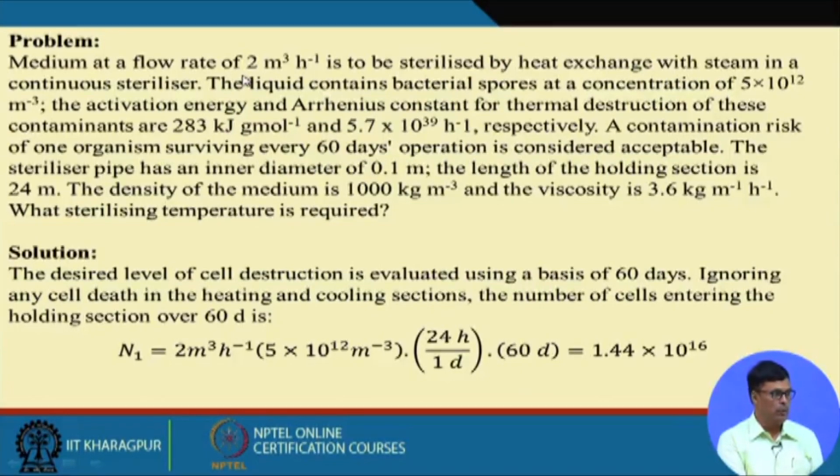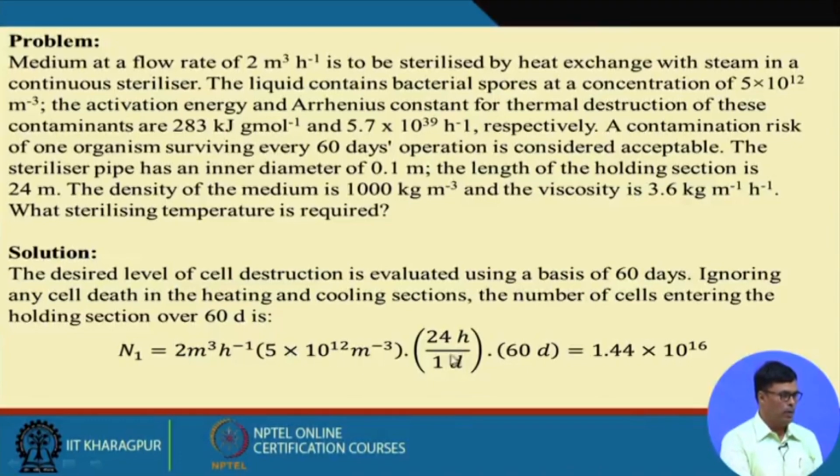In a continuous flow reactor, first you have to calculate how many organisms are present if you operate this for 60 days. So 2 meter cube per hour is the flow rate, am I right? And then how much is the organism presence? 5 into 10 to the power 12 per meter cube. That means how much organism per hour is going; you multiply by this factor.